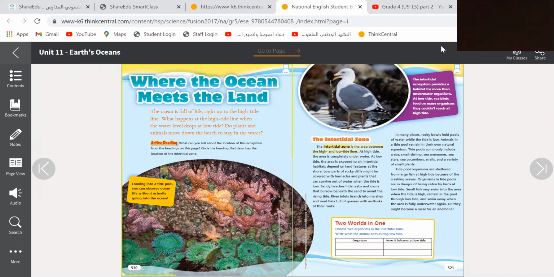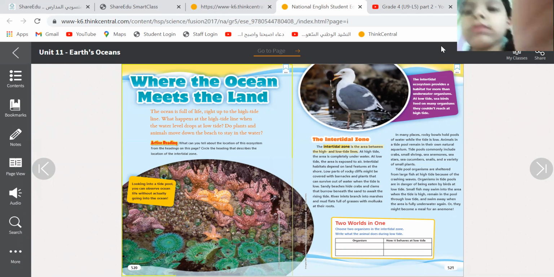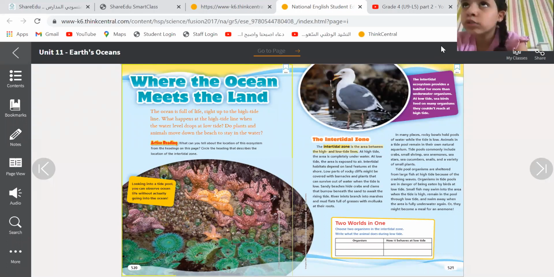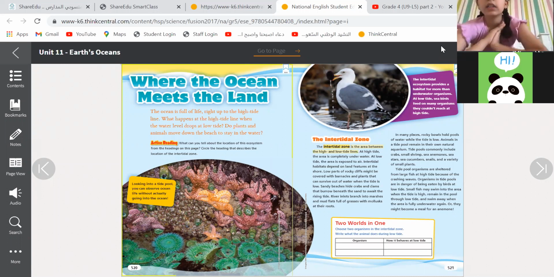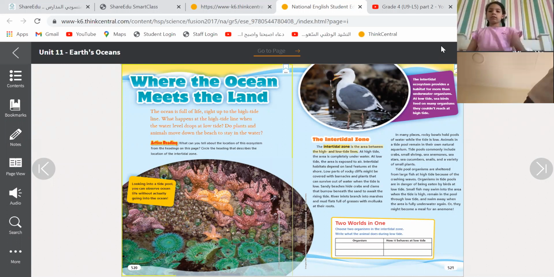Yesterday, we learned about the intertidal zone. What's an intertidal zone again? Who can remind me, please? It is the area between what and what? Can you tell me? It's the area between the high and low tide. Excellent, high and low tide. So between high and low tide, we have some animals living over there, or let's say creatures.